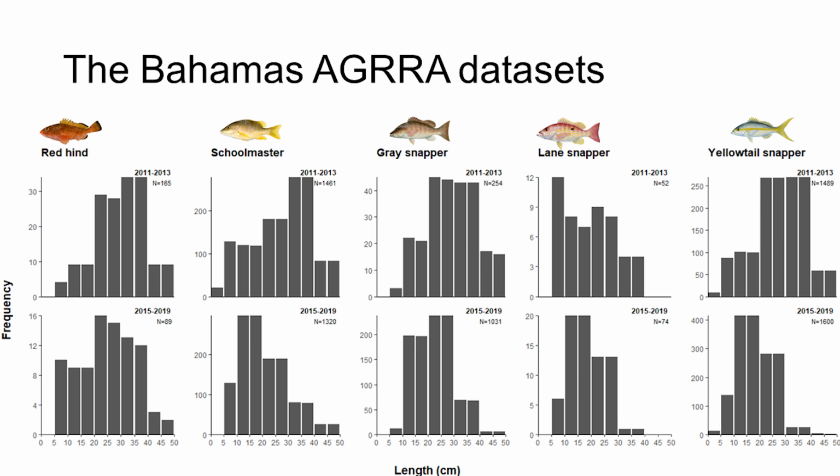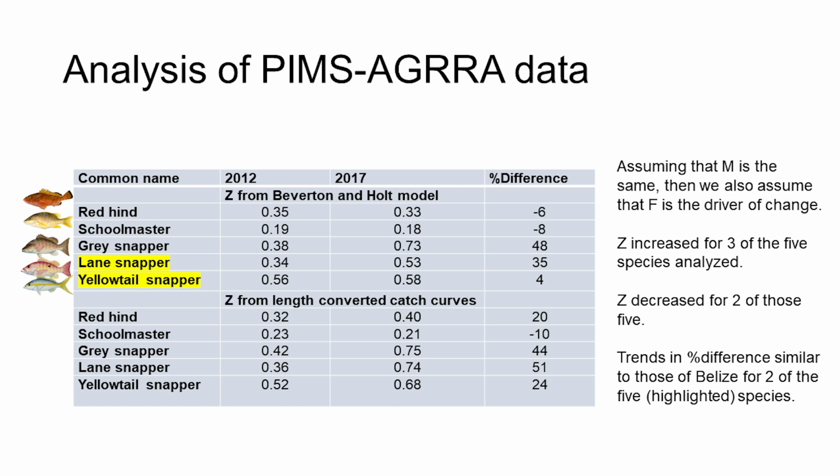This is the Bahamas database, the results of the Bahamas analysis. Here, for only 5 species, because these were the species that responded to the criteria that we had for the length frequency analysis. Already you can see there's lots of changes there. You would expect to have an increase in F, just looking at the length frequencies. But actually, 3 of those species had an increase in F.